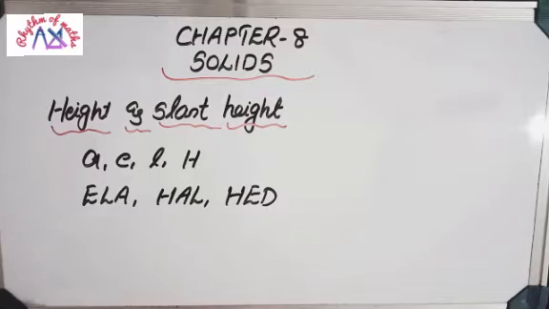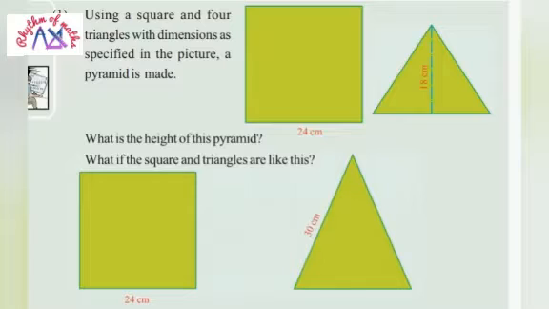Page number 193 and 194. Here is your first question. Using a square and four triangles with the dimensions as specified in the picture, a pyramid is made. What is the height of this pyramid? One triangle and one square given, and one more is there. What if the square and triangles are like this? That means the measurements are changed.